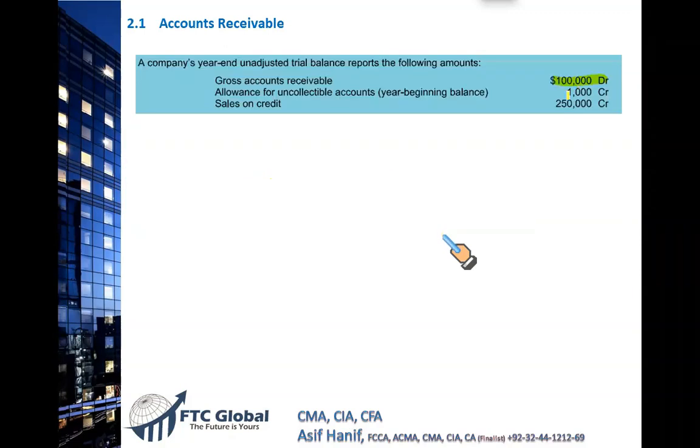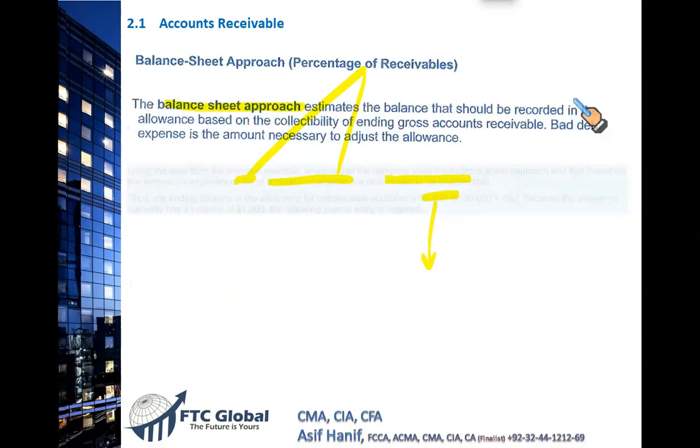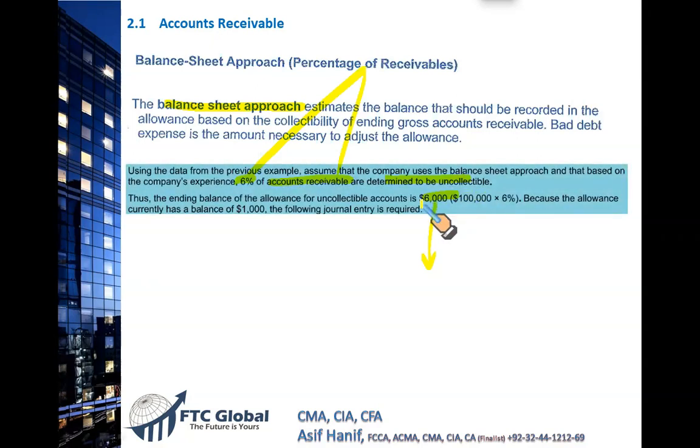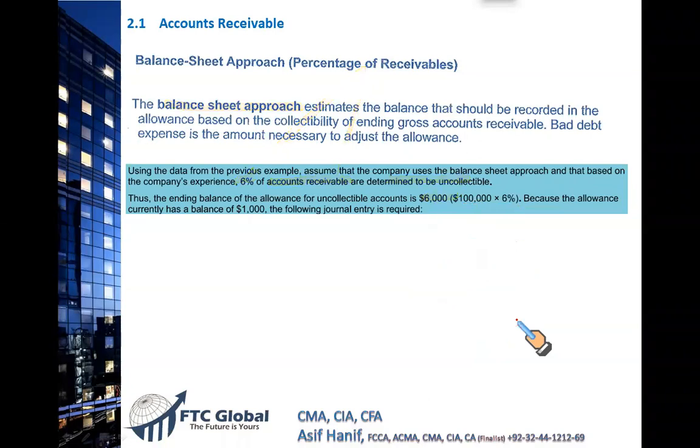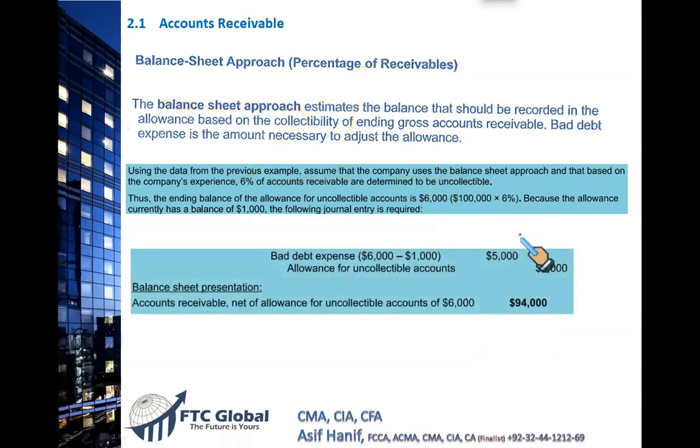Now look at this. This figure here, $1,000 already available in your allowance account, $1,000. This $1,000 credit balance, and you need an additional 6,000. You need a total of 6,000, which means if you need a provision for 6,000 as a balance of allowance, for which we already have 1,000 available, we will make the entry for net amount $5,000, right? 6,000 is what we require as 6% of account receivable. Remaining 5,000 is what you are going to post as your entry. You're going to debit your bad debt expense, 5,000, and you credit your allowance for uncollectible account.